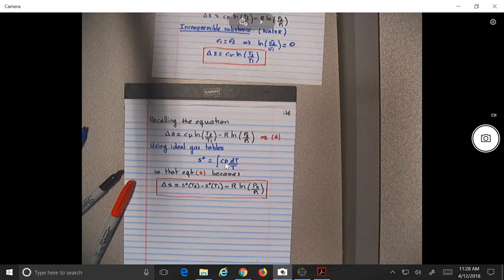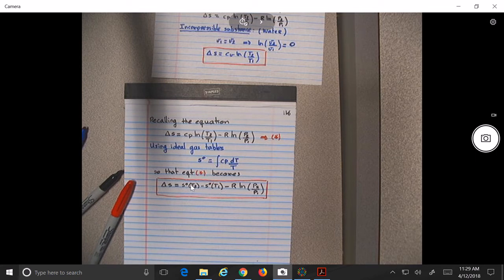When you assume Cp to be constant, what happens? This becomes Cp. You can put the Cp outside the integral sign, and the integral of dT over T becomes the log, no? But if Cp is a function of the temperature, can you take it outside the integral sign? No. So it's better to use this for air, or some gases. It's a better approximation, but it doesn't change anything.